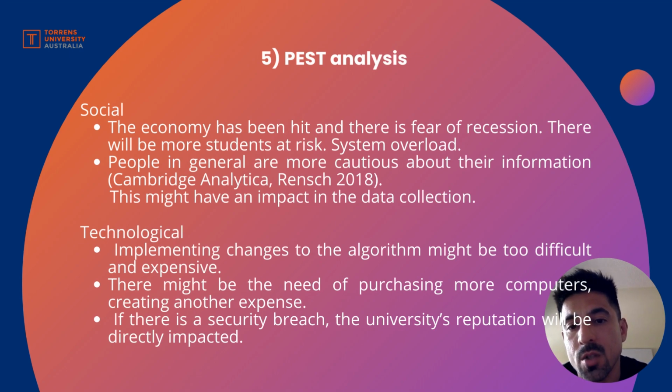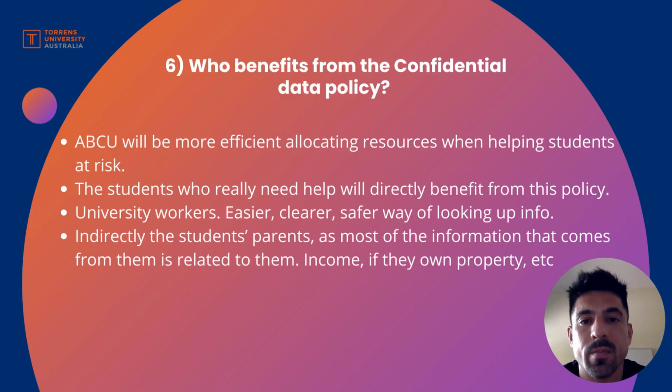And then last, technological. Implementing changes to the algorithm might be too difficult and expensive because they already have one. They might have to change everything. We don't know that. There might be the need to purchase more computers, as we said that they will be using university computers. So that creates another expense. If there's a security breach, the university's reputation obviously will be impacted and affected.